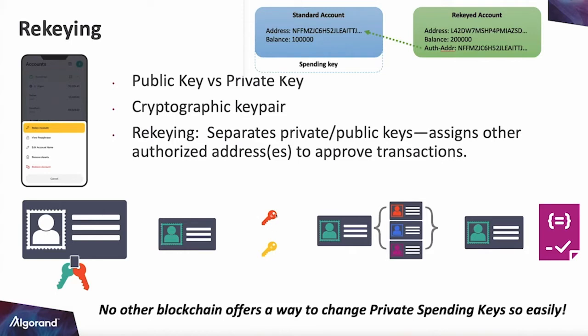diagram. Now the keys are split. And what you can do now is replace that with an authorized signing address, which could be a multi-signature account and it could be a logic sig. So no other blockchain offers a way to change private spending keys so easily, and it's facilitated, you can see up on the right here, by an additional field that now says the authorized address for this particular account is this NFF account.